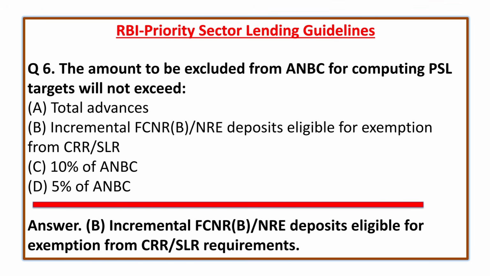Question 6. The amount to be excluded from ANBC for computing PSL targets will not exceed: A. Total advances. B. Incremental FCNR/B/NRE deposits eligible for exemption from CRR/SLR. C. 10% of ANBC. D. 5% of ANBC. Answer. B. Incremental FCNR/B/NRE deposits eligible for exemption from CRR/SLR requirements.